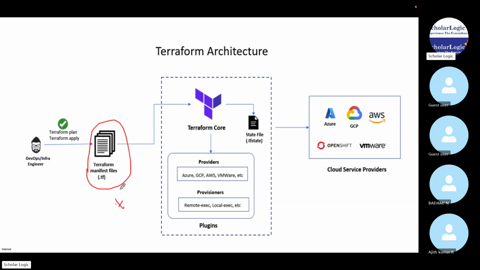And what is the format in which the files are to be written? It should be HCL, HashiCorp Configuration Language format. It is very similar to JSON, but in fact a simpler version of JSON. You don't have to put a comma at the end of each and every statement while writing the code.